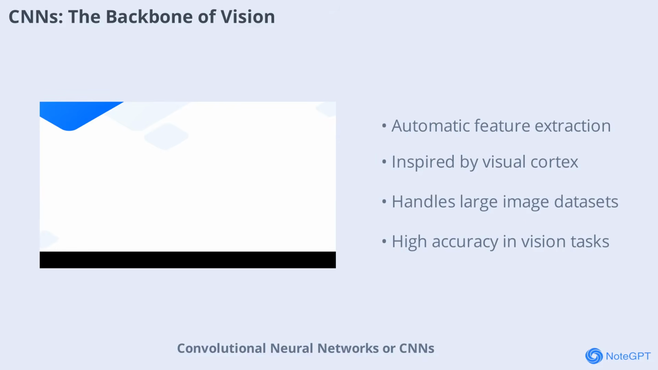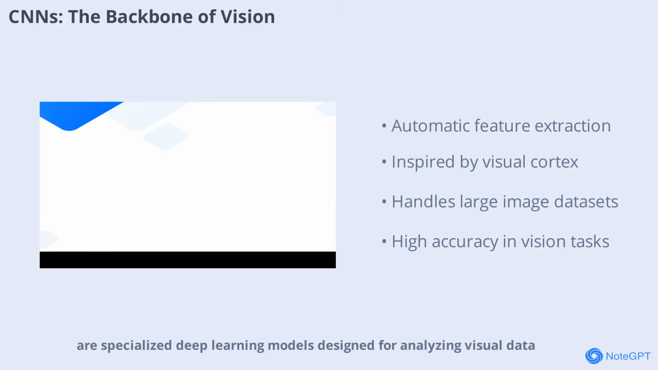Convolutional neural networks, or CNNs, are specialized deep learning models designed for analyzing visual data. Inspired by the human visual cortex, CNNs automatically extract features from images using layers called convolutions and pooling. This means they can detect edges, shapes, and even complex objects without manual intervention. CNNs have transformed tasks like image classification, object detection, and facial recognition. Their architecture allows them to handle large image datasets efficiently, making them the go-to choice for computer vision problems.